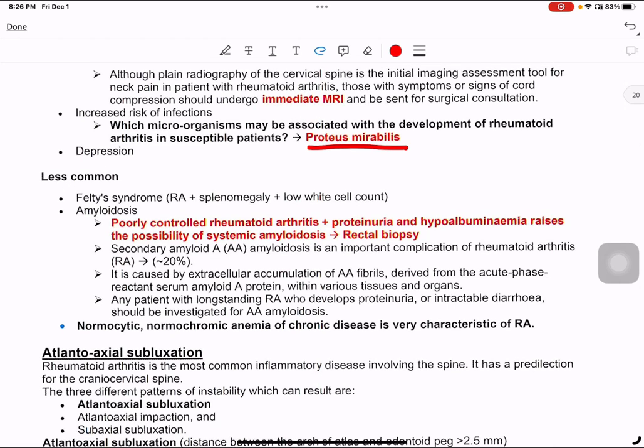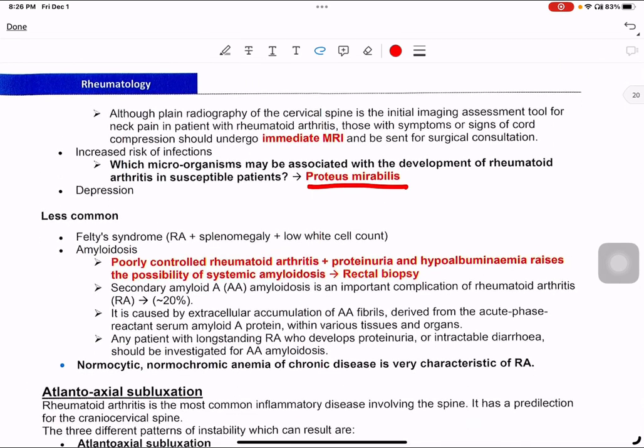Less common complications are Felty's syndrome, that is advanced rheumatoid arthritis with splenomegaly and thrombocytopenia, sometimes low WBC count, anemia, neutropenia, thrombocytopenia. Usually a rheumatoid arthritis patient has thrombocytosis, but here we will get thrombocytopenia with neutropenia. So that is burnt out rheumatoid arthritis and the patient has splenomegaly.